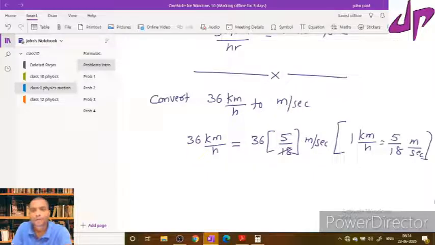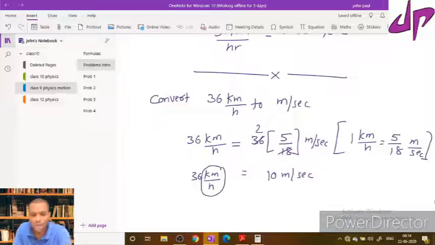If you can multiply these two times, we will get 10 meters per second. So 36 kilometers per hour, this is the higher unit in terms of the distance and time. The 10 meter per second is the lower unit in terms of distance and second.